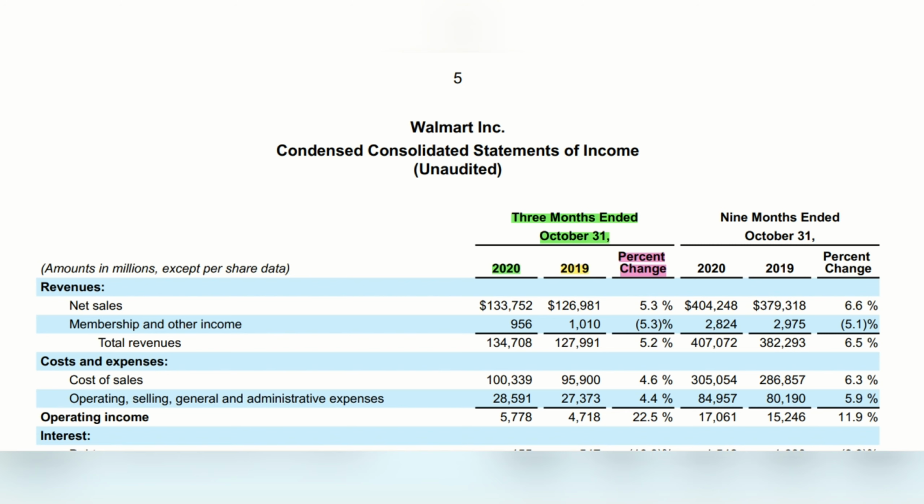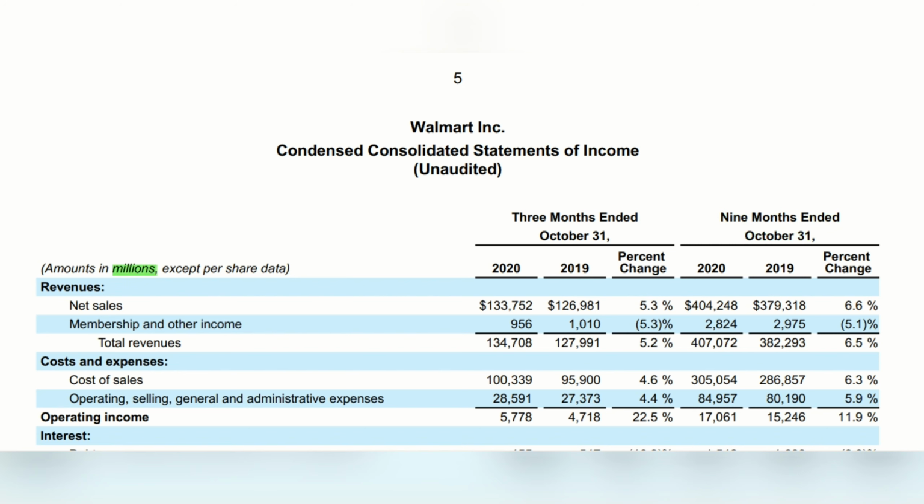And that's why they give you the comparative figures highlighted in yellow as 2019, and then a percentage change highlighted in pink there. And then they also give you the results for the past 9 months, which is their financial year to date. So the last set of annual accounts for Walmart were up to the 31st of January 2020. So they're just showing you how they've performed since then, again with comparative figures and a percentage change.